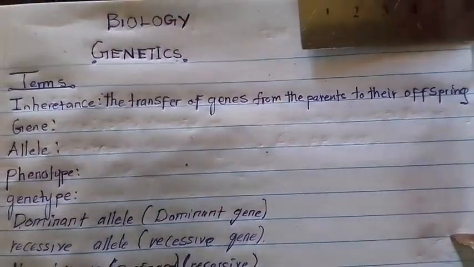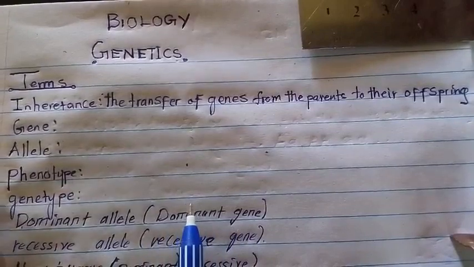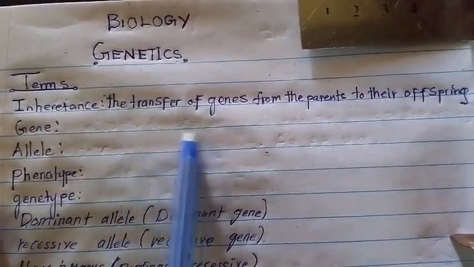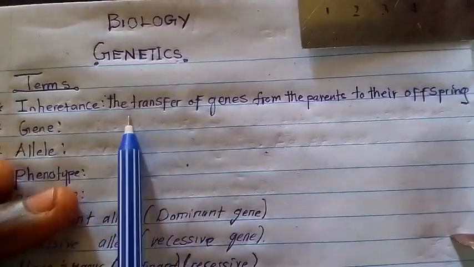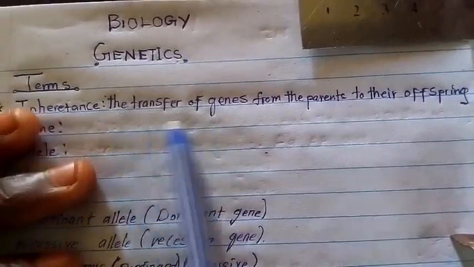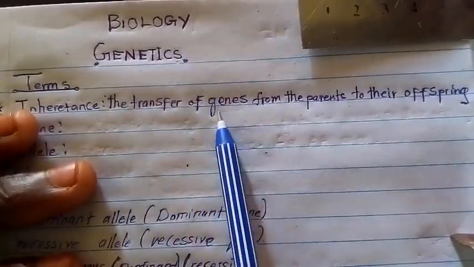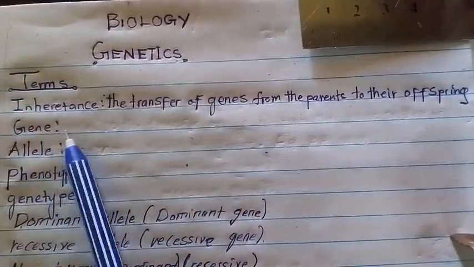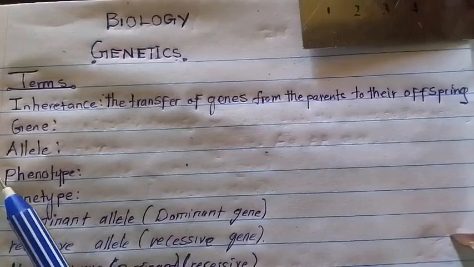Right, so the way you look, your complexity in simpler ways, came from your parents, from both of your parents. So the way you look or the way you are composed of, the information was transferred in the form of what? Genes. So I'm saying inheritance is just the transfer of genes from the parents to their offspring.